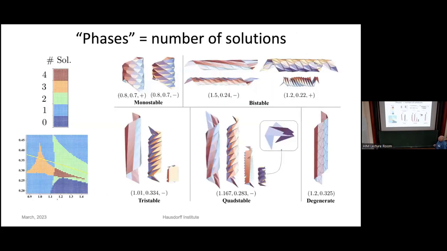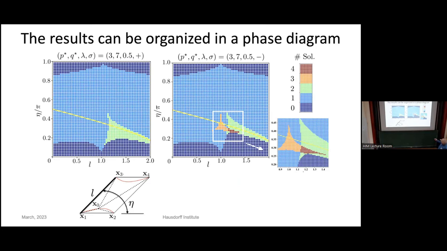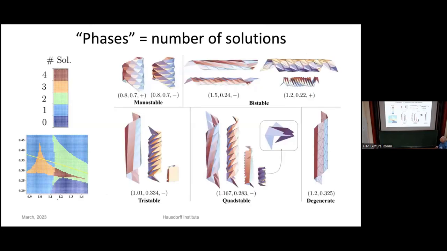Okay, and what do I mean by number? Here's an example of what I mean by the number of solutions. Here's a little part of the phase diagram. It's this part over here, which is a blown up version of this part right there. P star and Q star have been chosen, and now there's the plus or minus. That can be chosen independently. A plus or minus counts as one point on the phase diagram, there's always a plus and a minus.